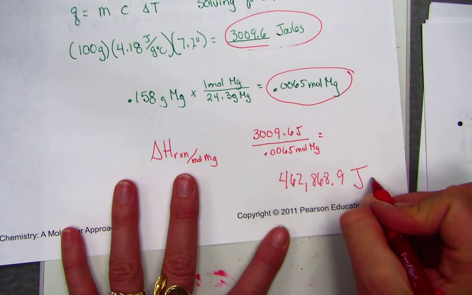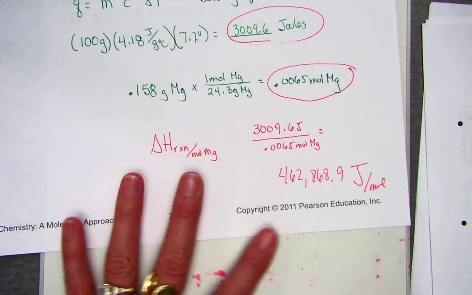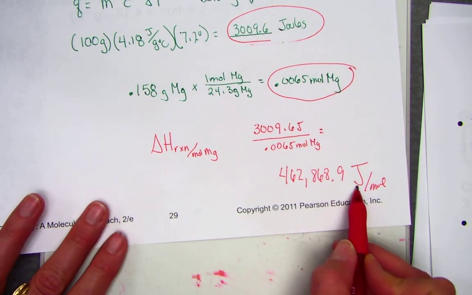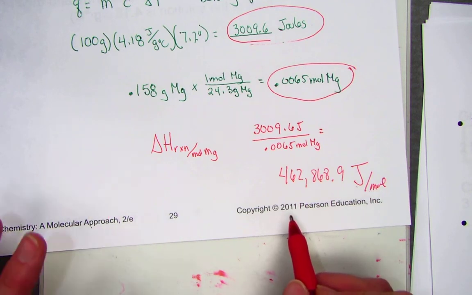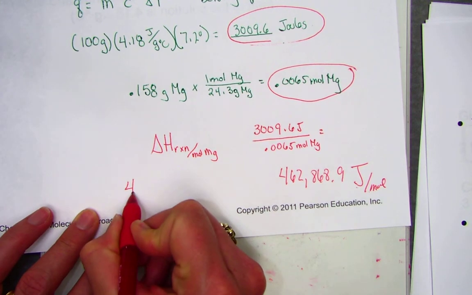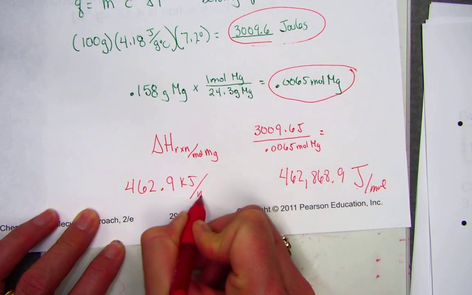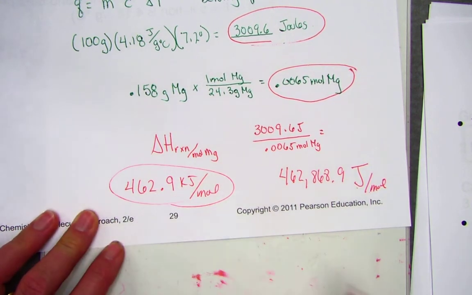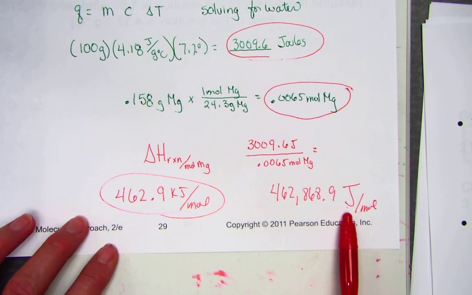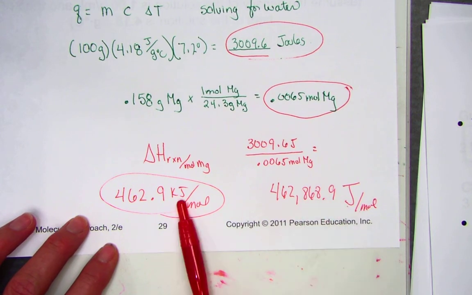And that's reporting that in terms of per mole of magnesium. What might be a little easier for us to read instead of this large number is converting joules into kilojoules, which often delta H's are reported as. So 462, and I'll just round a little bit, kilojoules per mole would be a more common way to express that value. This number for joules was rather large. I slid the decimal 3 spots to the left to simply change the joule unit into the kilojoule.